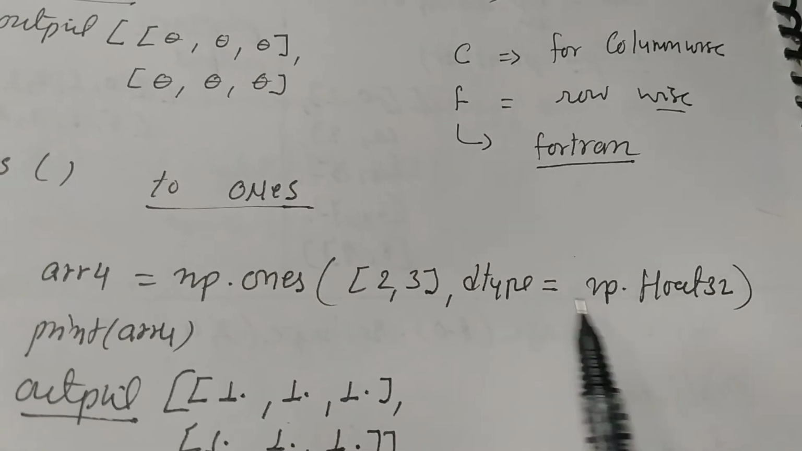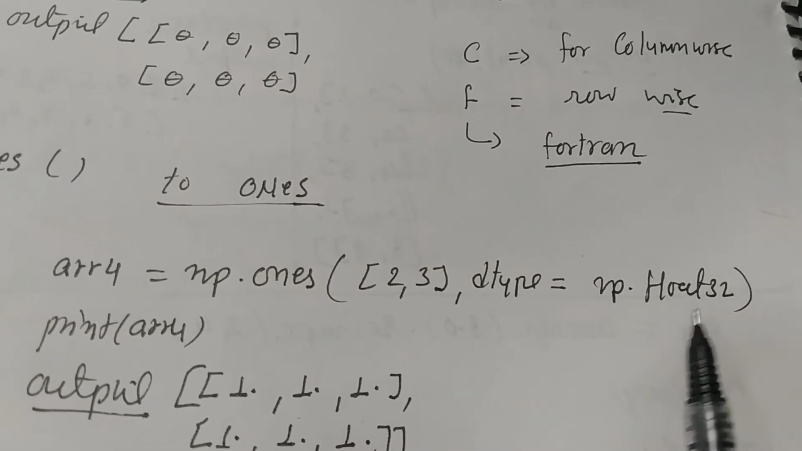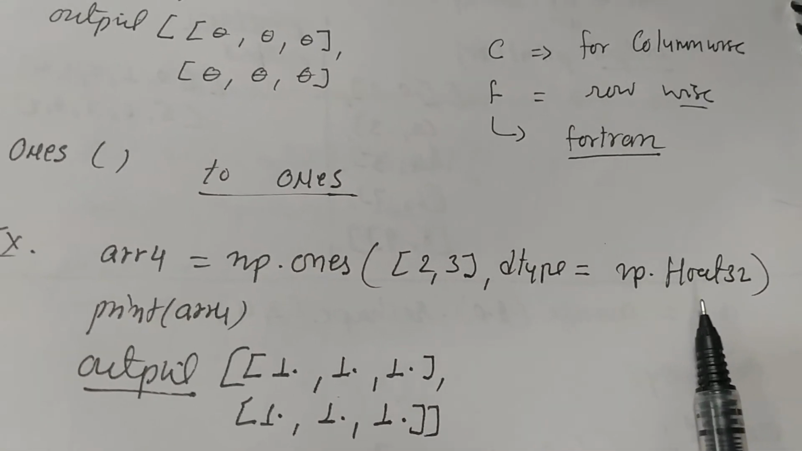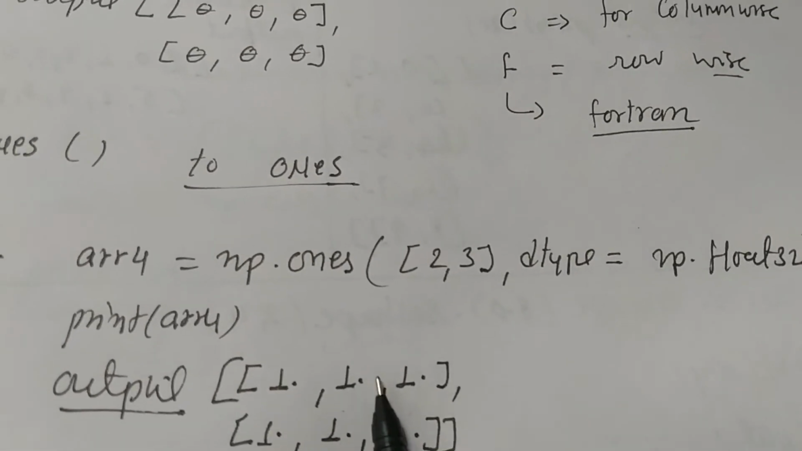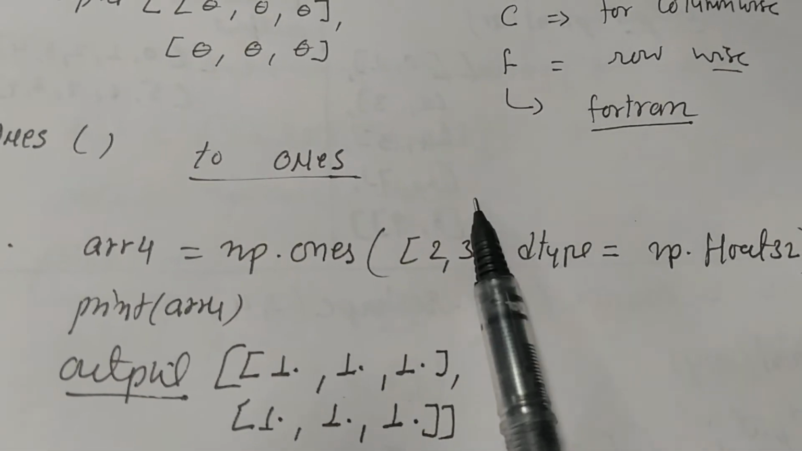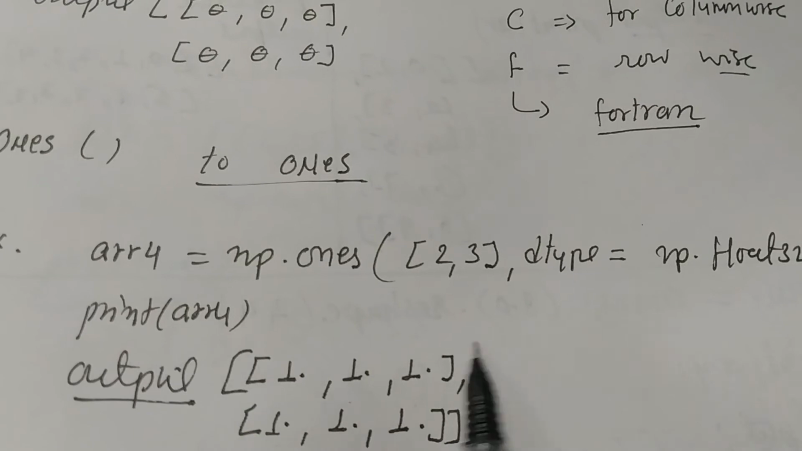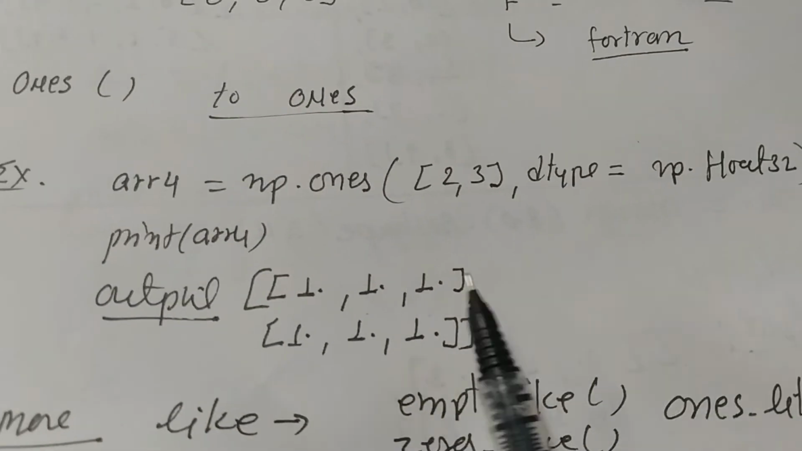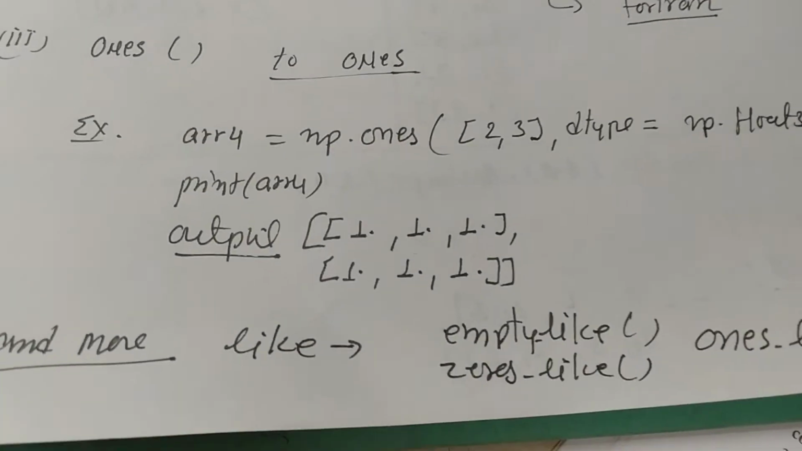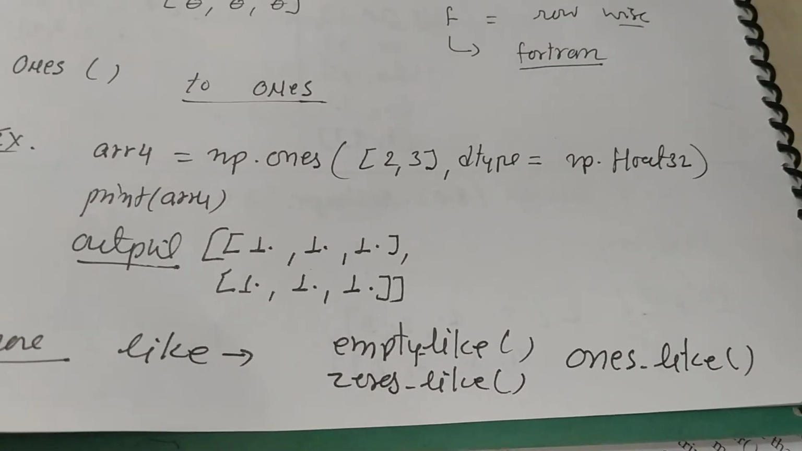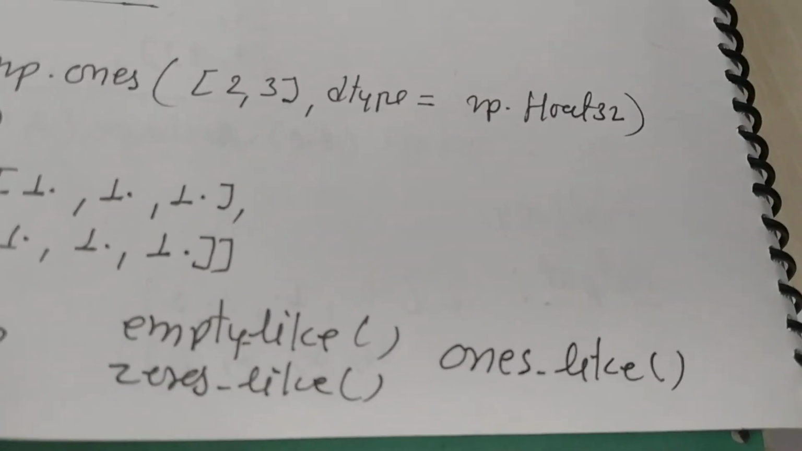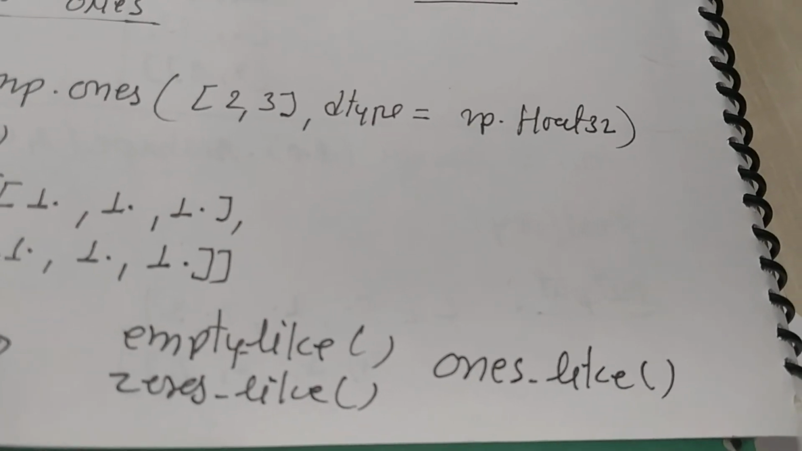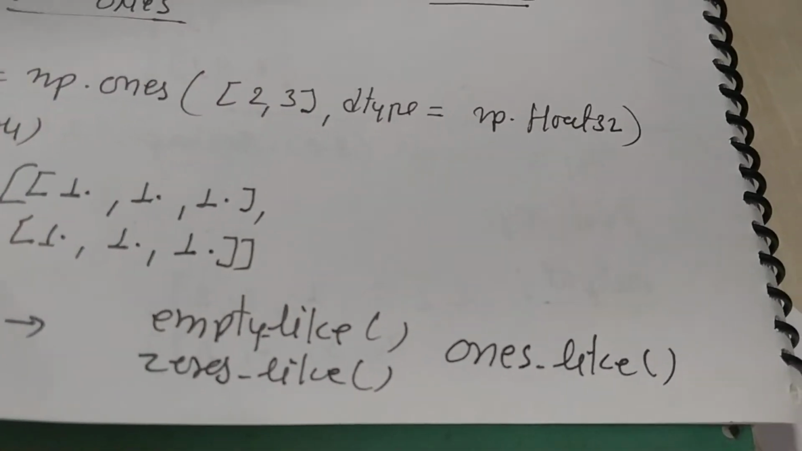Data type we are giving float. So in the float answer it will be 1.0, 1.0, 1.0, and so on. So 2 rows and 3 columns we are going to fill with 1. So here is the answer. Like that we can also have the functions empty_like, zeros_like, and ones_like. These 3 functions also are there.